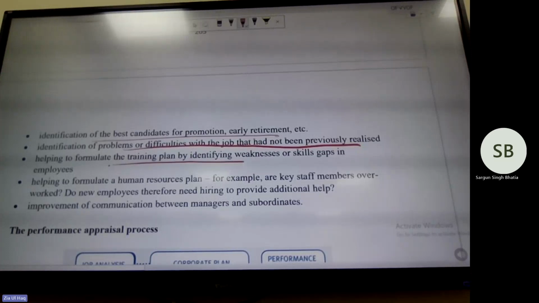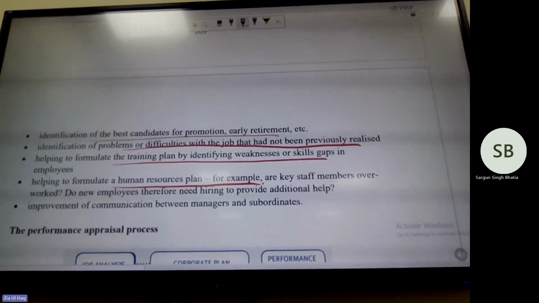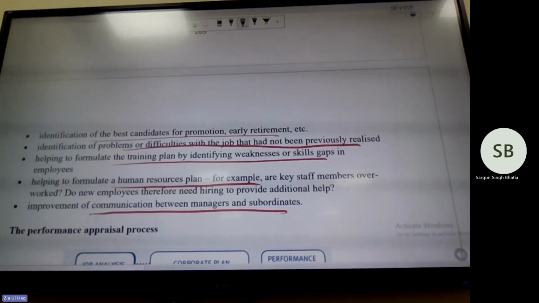Helping to formulate the training plan. If an employee has a skill gap, it will help to highlight what training is required for the employee. Helping to formulate the human resource plan. If employees are working properly, this means we don't need further human resources. If they are not working properly, this means either we should retrain this employee through training or we need to recruit new human resources. Improvement of communication between managers and subordinates: through formal performance appraisal, both manager and employee will sit together, and when they discuss things with each other, there will be improved communication and improved relationship that will increase motivation of the employees.